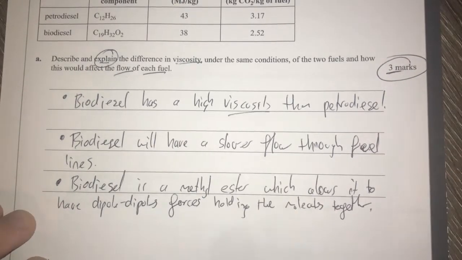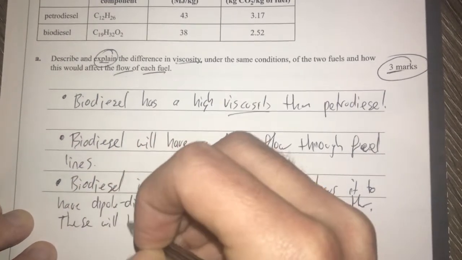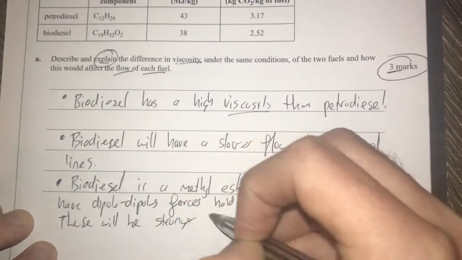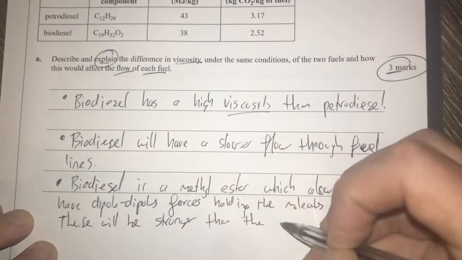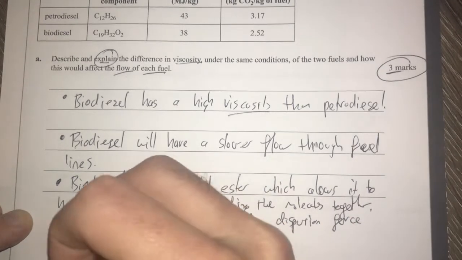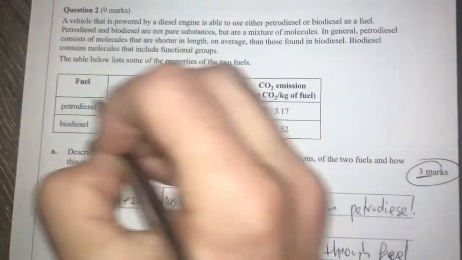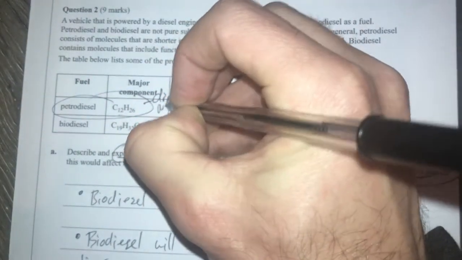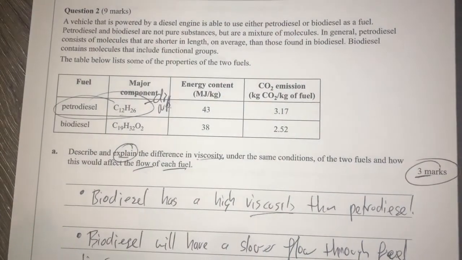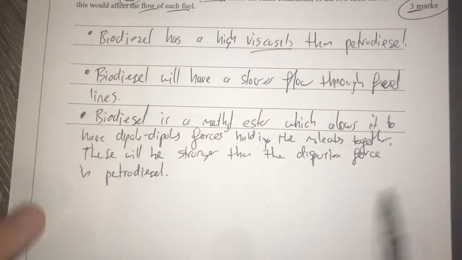Again, this is a methyl ester. These will be stronger than the dispersion forces in petrodiesel. Looking here, you can see that the structure of petrodiesel is just carbons and hydrogens, which means it has dispersion forces because it's non-polar, whereas biodiesel, from your content knowledge, is an ester. So that's one part of it.